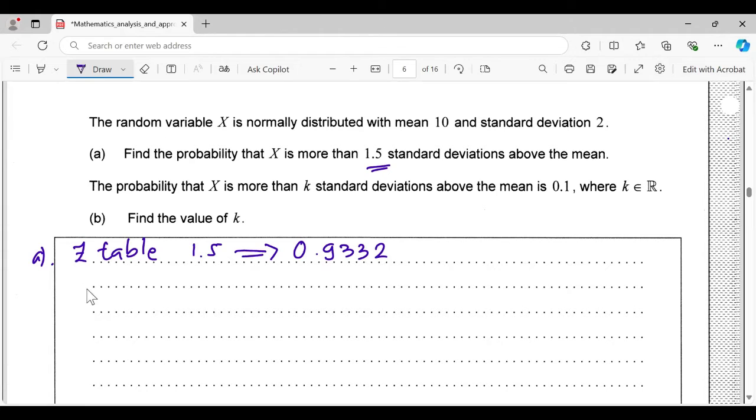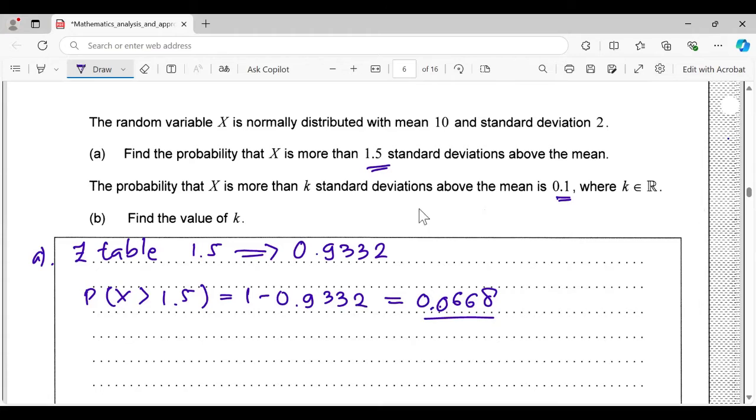So that means the probability x greater than 1.5 is 1 minus 0.9332, and the result is 0.0668. The probability that x is more than k standard deviations above the mean is 0.1.